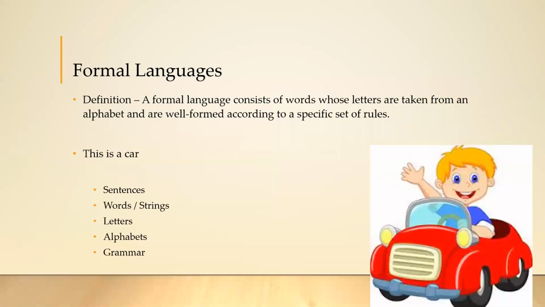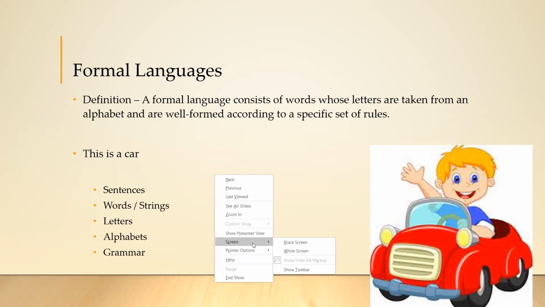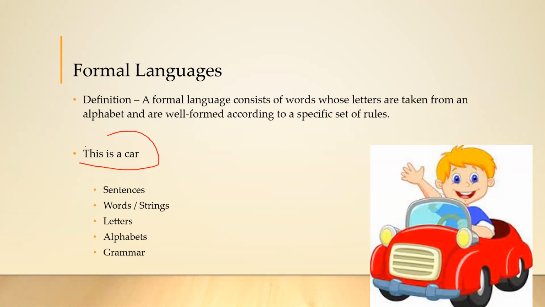Now, today what we will see is what you mean by a formal language. I have an example over here. You can see a figure on your right, a car. A boy is riding a car. When you talk about that particular sentence in English, you say, it is a car, or I can say, this is a car. So that is how I write it. So this I can say is a formal language.